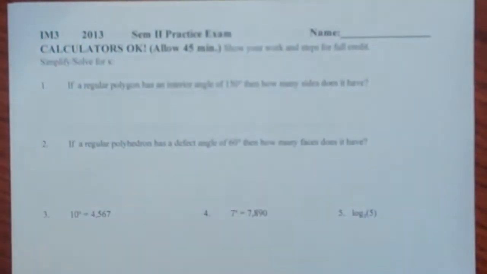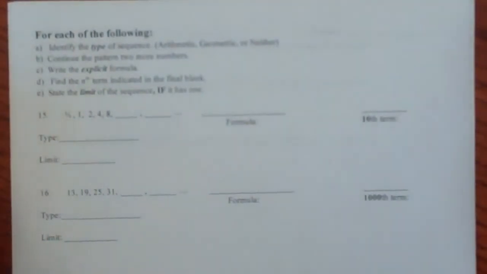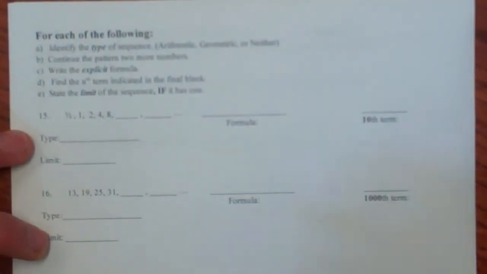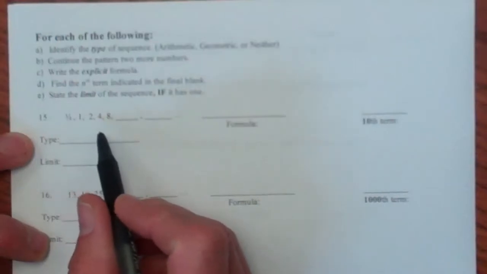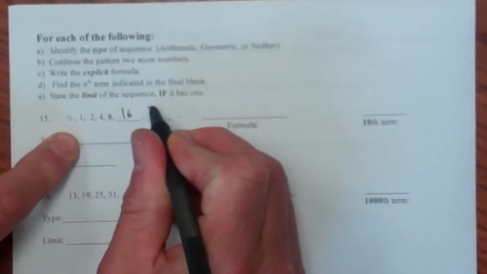Okay, here we are, second installment. We're going to do the arithmetic geometric sequence stuff first. So what's going on? Identify the type, find the next couple numbers. It looks clearly like they're doubling, so that's 16 and 32.